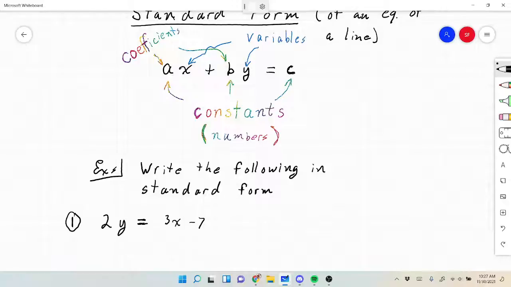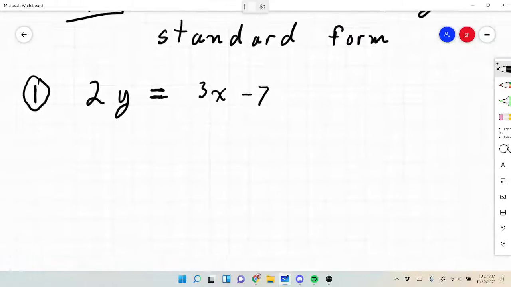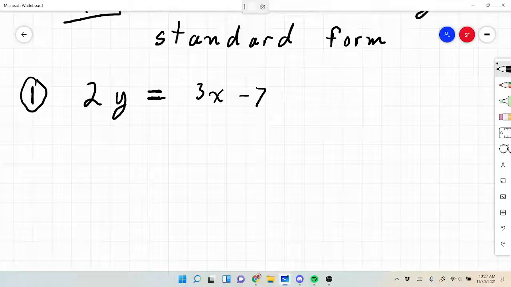Okay, so in order to make that happen, what do we need to change about this example 1? We've got to get the 3x to the other side. So how would we get the 3x to the other side? Minus 3x from both sides. That's exactly right.